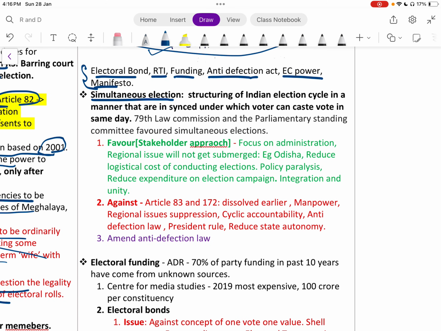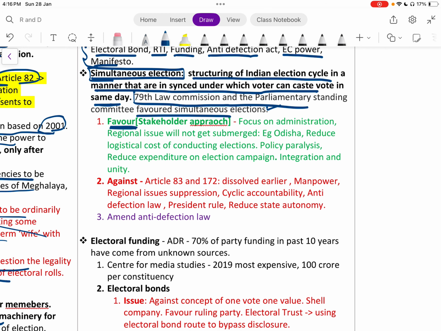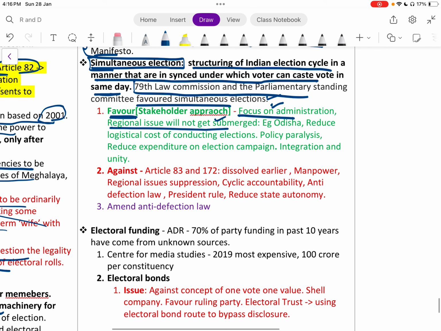Simultaneous election is a perennial issue of election, so there could be a potential question on it. The structuring of Indian election cycle in a manner that they are in sync, under which a voter can cast vote on the same day. The 79th Law Commission and the Parliamentary Standing Committee have favored the simultaneous elections. Focus on administration. Regional issues will not get submerged. Reduce logistical cost of conducting election. Policy paralysis will reduce, expenditure on election campaign, integration and unity.